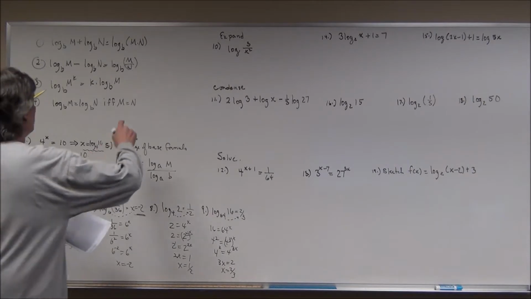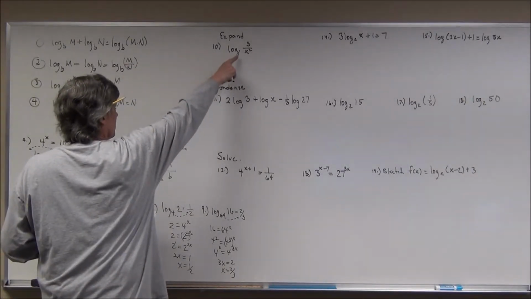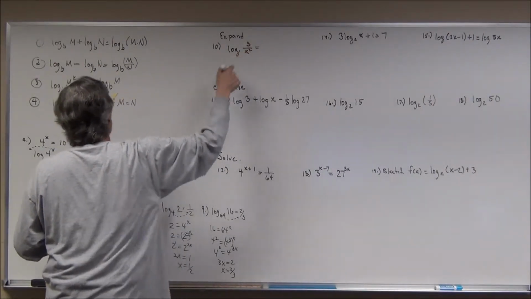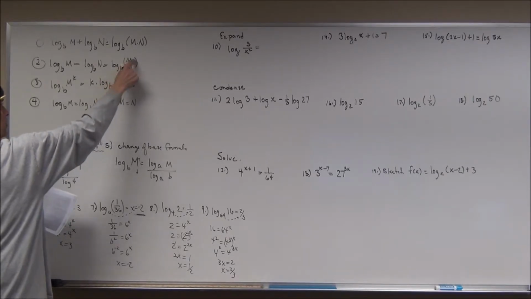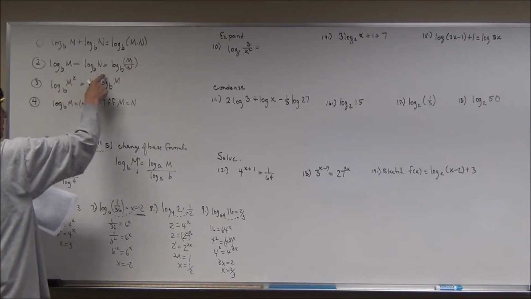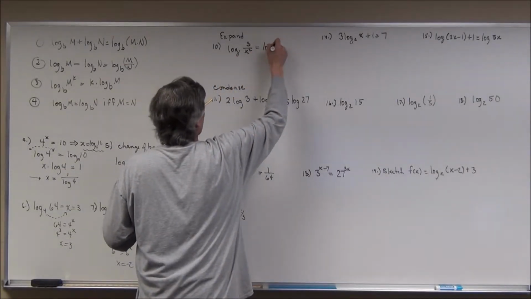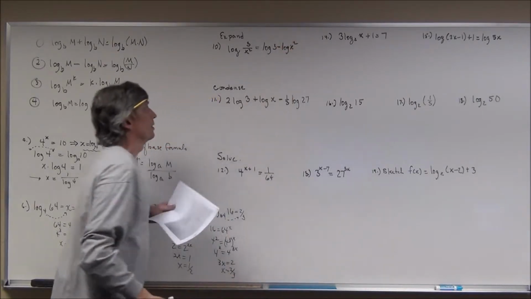So now I am going to use this property and this property to expand this next problem, problem number 10, because I have a quotient. I have the log of a quotient. Look right here. So this is equal to the log of the numerator minus the log of the denominator.